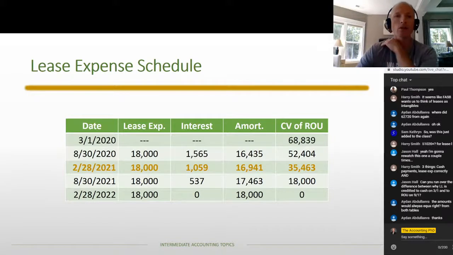So then we jump down to the lease expense schedule. Notice that on the lease expense schedule, this 2/28/2021 partially occurs in 2020 and partially occurs in 2021. And what I want to focus on is the amortization column. Notice that over that 6-month period, we need to amortize the right-of-use asset a total of $16,941. 4 months of that occurs in 2020, and 2 months of that occurs in 2021.